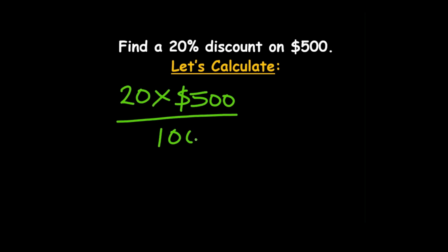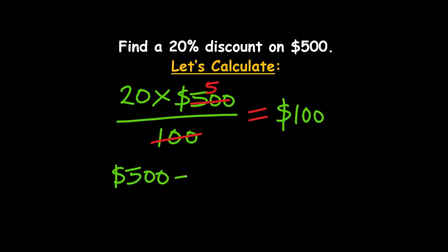Let's calculate a 20% discount on $500. 20 times $500 divided by 100 equals $100. $500 minus $100 equals $400. A 20% discount. The price is $400.